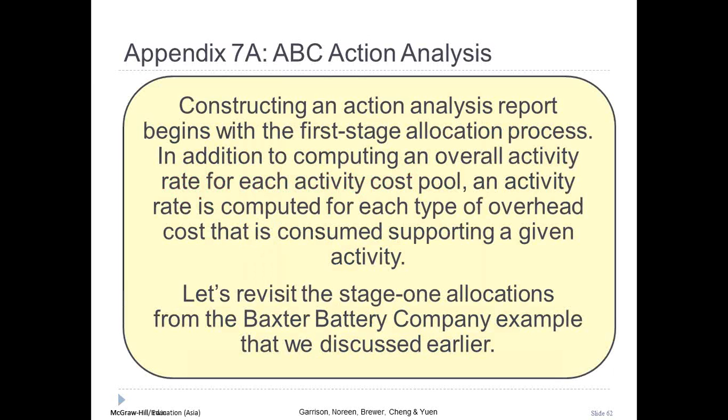Constructing an action analysis report begins with the first stage allocation process. In addition to computing an overall activity rate for each activity cost pool, an activity rate is computed for each type of overhead cost that is consumed supporting a given activity. So remember the stage 1 allocations for the example we used earlier from Baxter Battery Company.